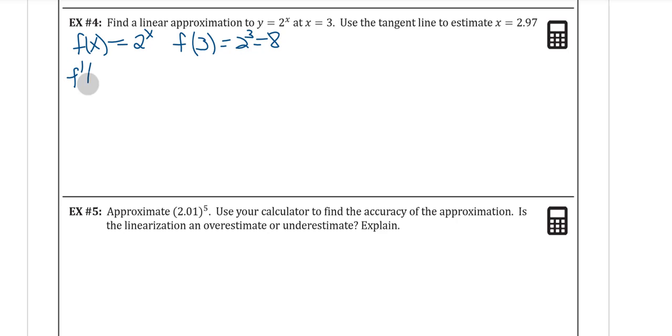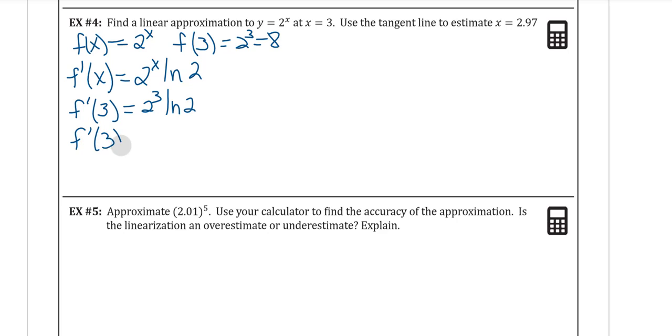F prime of x, this is one of our exponential derivatives, so it's going to be 2 to the x ln of 2. And so we want to find the value of the derivative at 3. So that's going to be 2 to the third ln of 2. So f prime of 3 is going to equal 8 ln of 2. And while we can use our calculator, we're just going to leave it like that. It'll just save us on decimals for a while.